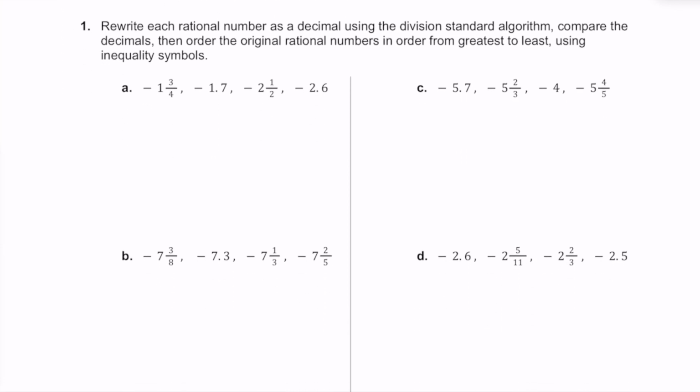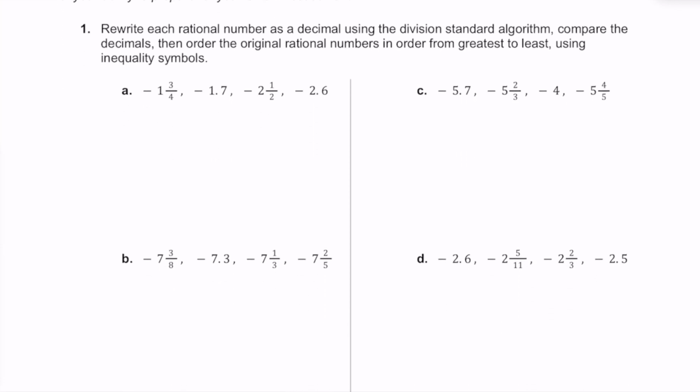All right, let's take a look at number one here. For number one, we're going to rewrite a bunch of these rational numbers as decimals. Some are decimals, some are fractions. The ones that are fractions we'll rewrite as decimals, using the division standard algorithm. Then we're going to compare them, and order them from greatest to least instead of least to greatest, making sure we use inequality symbols to do so.